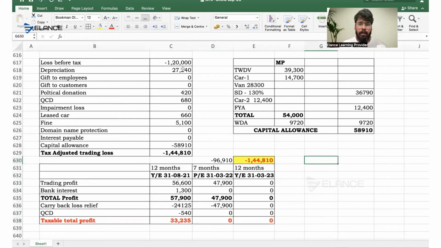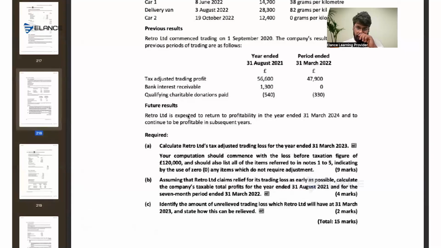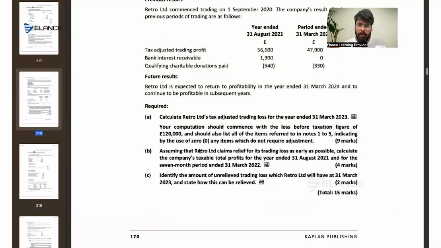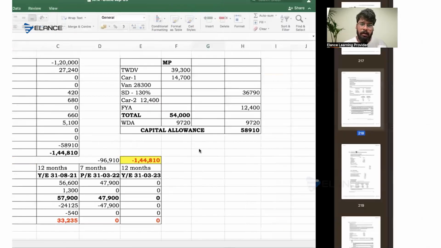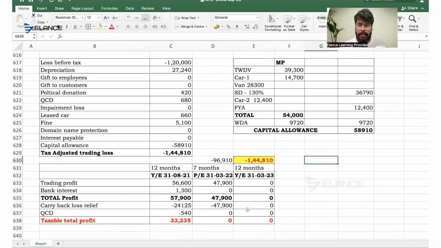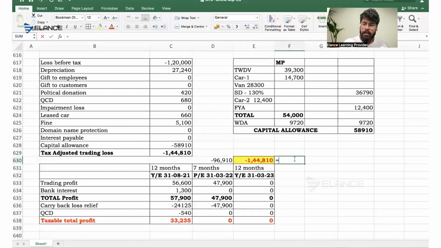So now we are moving to the last requirement. In the last requirement, identify the amount of unrelieved trading loss which Retro Limited will have at 31st March 2023, and state how this can be relieved. So here, the loss is not completely relieved. The actual loss incurred was 1,44,810. And from the very previous period, we can set off 47,900.